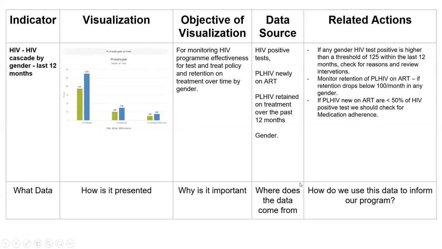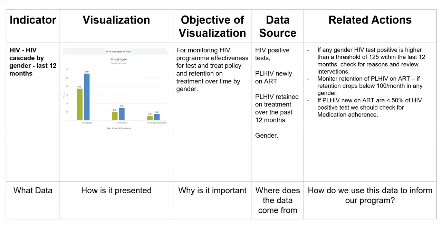Please proceed. For group four, we looked at the indicator HIV cascade by gender, last 12 months. We picked column charts for the visualization. The objective of the visualization is to monitor HIV program effectiveness for the test and treat policy, in terms of the number of persons tested, the number of persons treated, and the number of persons retained on ART over a period of time, and by gender, male and female.